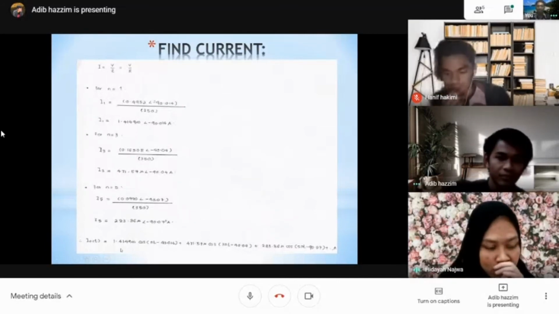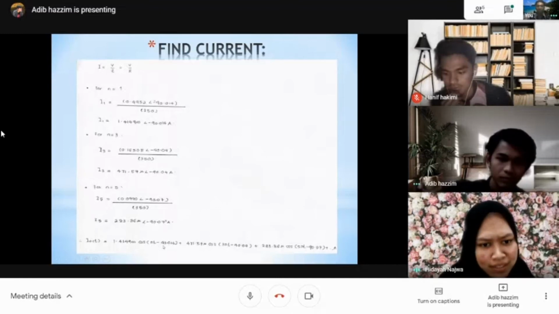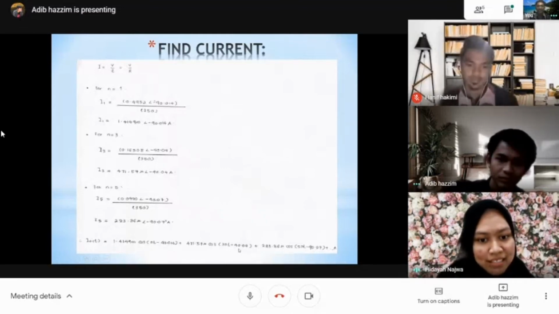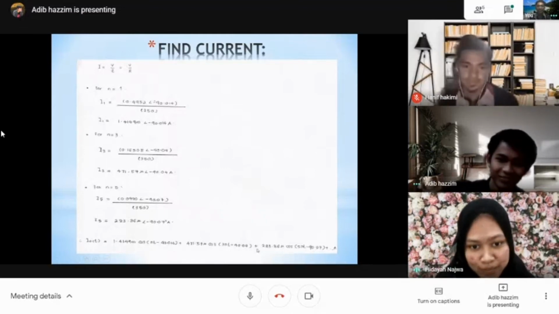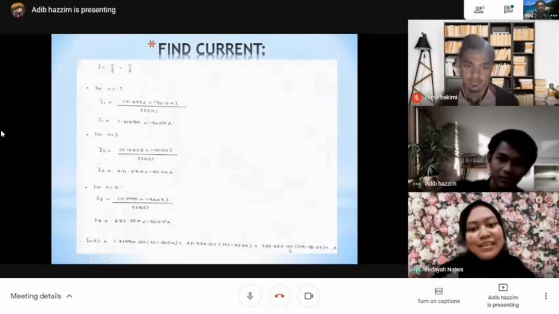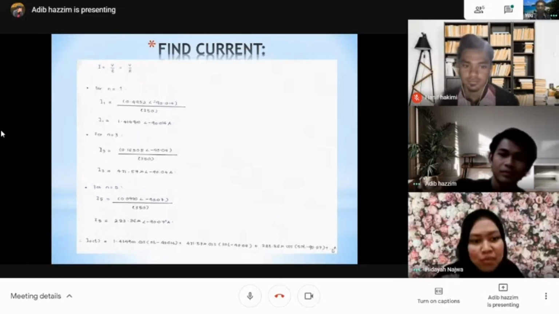So this is the equation for I naught T: 1.4149 milli cos pi T minus 90.014 plus 471.57 micro cos 3 pi T minus 90.04 and plus 283.86 micro cos 5 pi T minus 90.07 degree ampere.